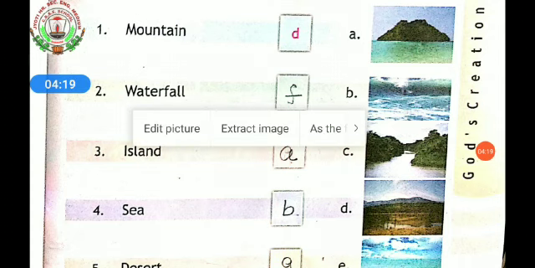Next is sea. Sea, S-E-A. Sea is smaller than ocean. It is where land and ocean meet. ये sea is smaller than ocean. Sea छोटे होते हैं ocean से. And it is where land and ocean meet. Sea means in Hindi we call it samudra.